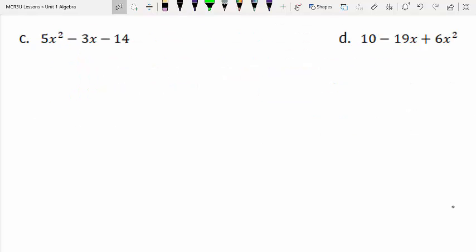Now I'm going to show you an example where a is not 1, and how do you handle it? Right away, let's look at part C. We can't common factor it, so let's use decomposition. Let's use our magic numbers method.